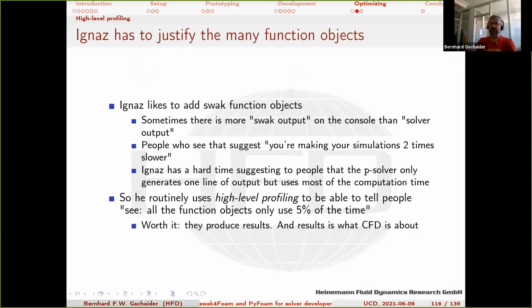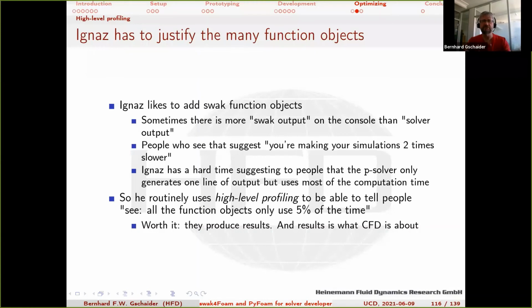Ignaz likes to sprinkle his cases with swak function objects. There's a lot of output by the function objects to the console, and then people pass by his computer and say, oh, there's all this output from Swak. Probably that's slowing down your case tremendously, and he has a hard time explaining to them that the computation time is not proportional to the output to the console.